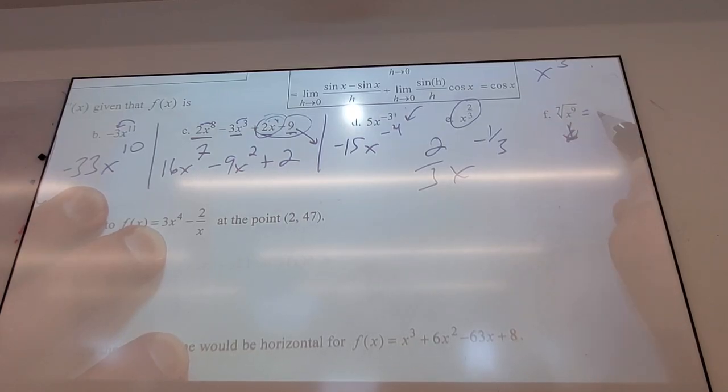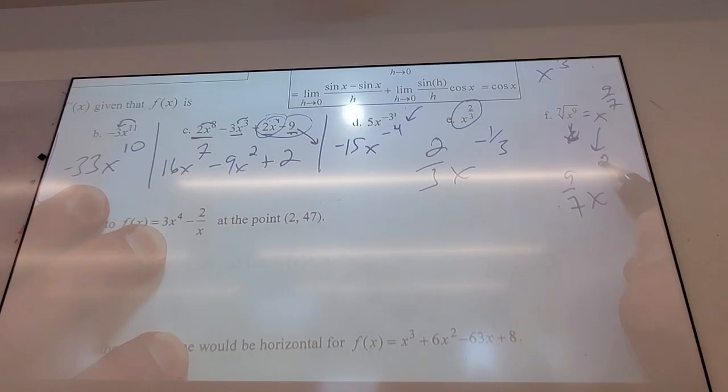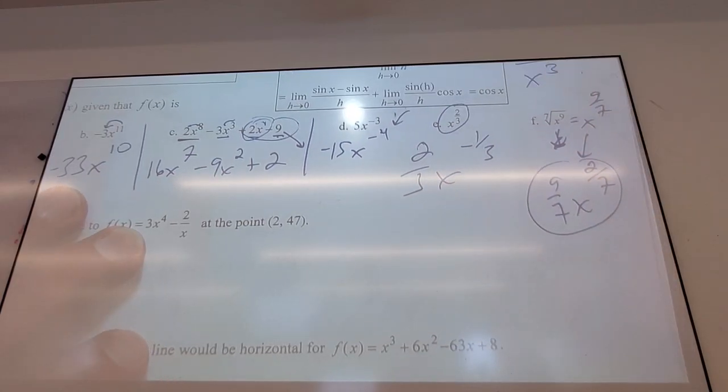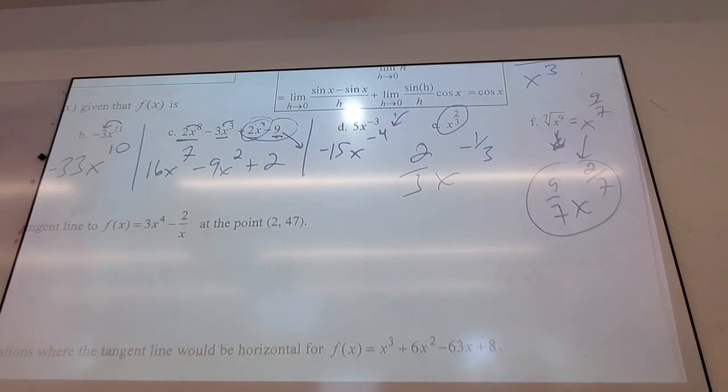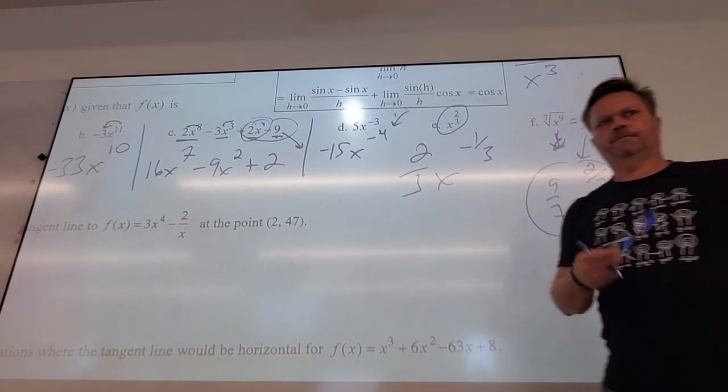X to the 9/7, and then the derivative would be 9/7 x to the negative 2. No, careful, positive 2/7. 9 minus 7 is 2. Yeah, if the power is bigger than 1, it's going to end up being positive after the derivative, right? Okay.